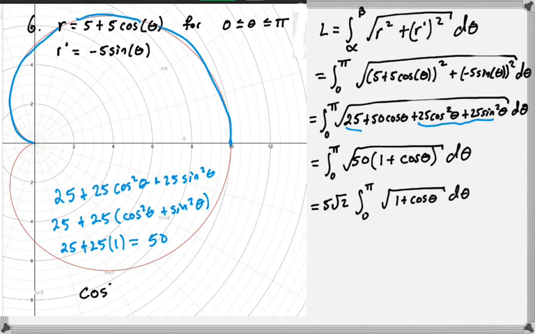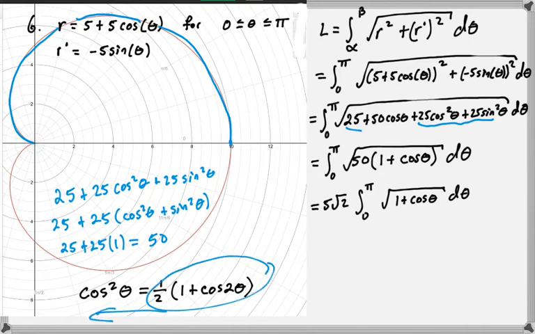Here's where our trick comes into play. We're going to use the power reducing formula: cosine squared theta is equal to 1 half times 1 plus cosine of 2 theta. But we're going to go backwards, okay? So in our integral we're going to multiply by 2 and multiply by 1 half. That doesn't change anything. 1 plus the cosine of theta, all of that under the square root, d theta.